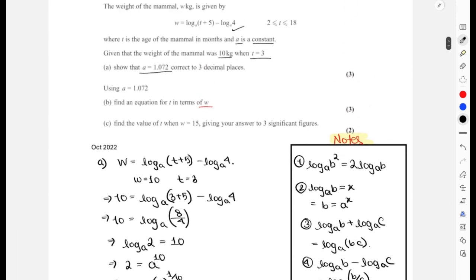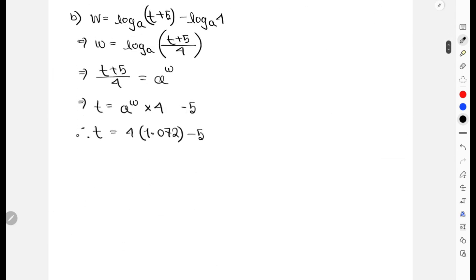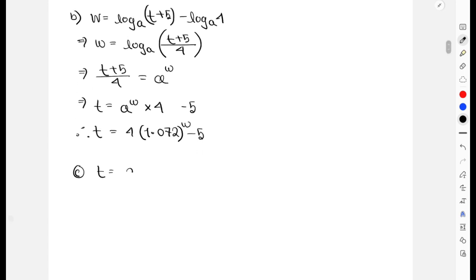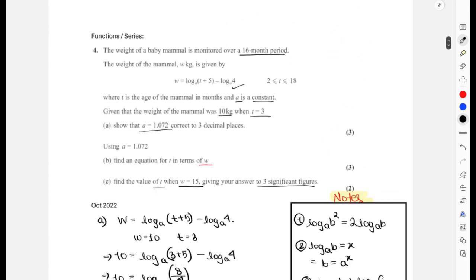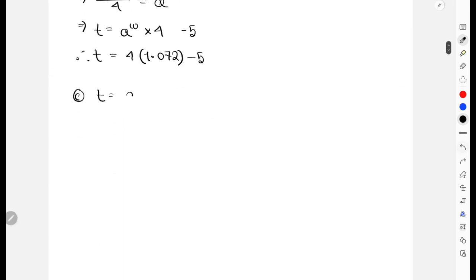After that, if we move on, find the value of t when w equals 15 and write your answer to 3 significant figures. That is very easy at this point because we have the equation for t, right? Now the value for w is given, which is 1.5. You just have to input this into your equation and that will calculate your value for t. Sorry, not 1.5, it was 15 over here.